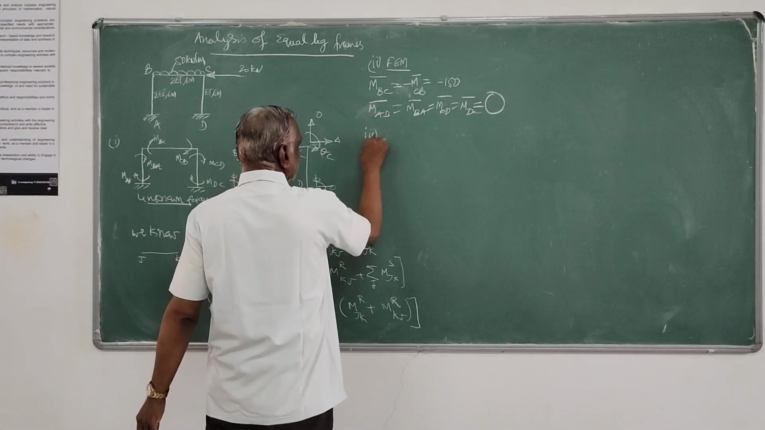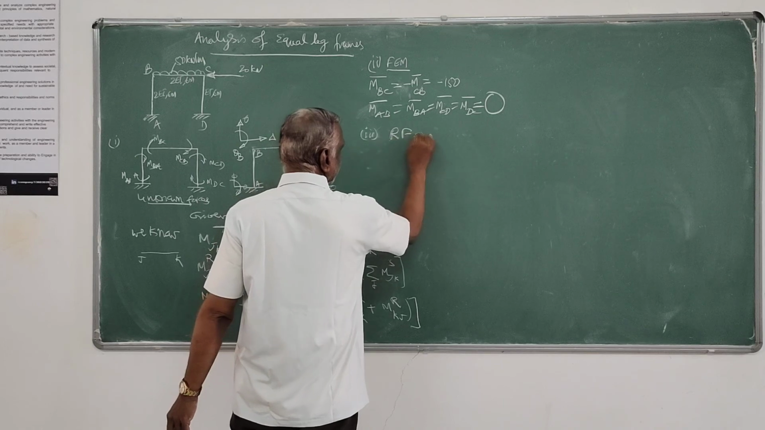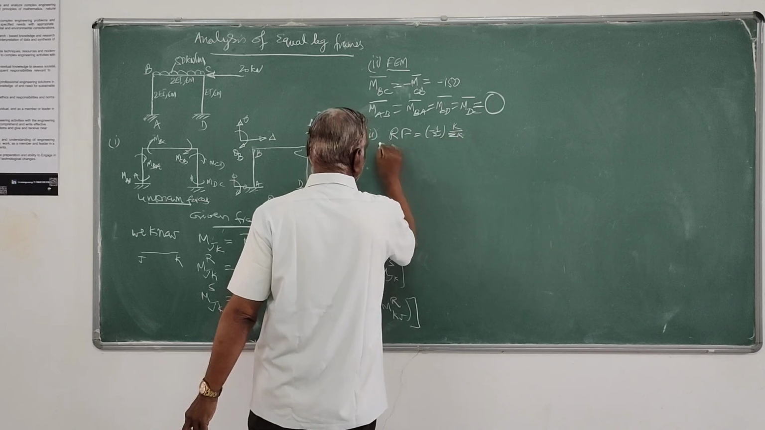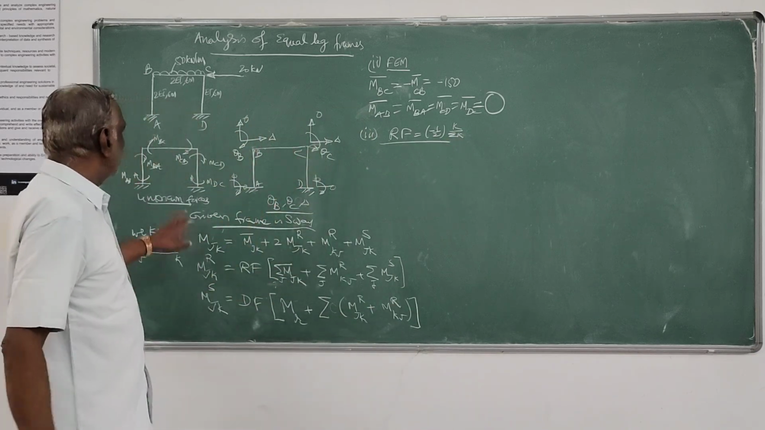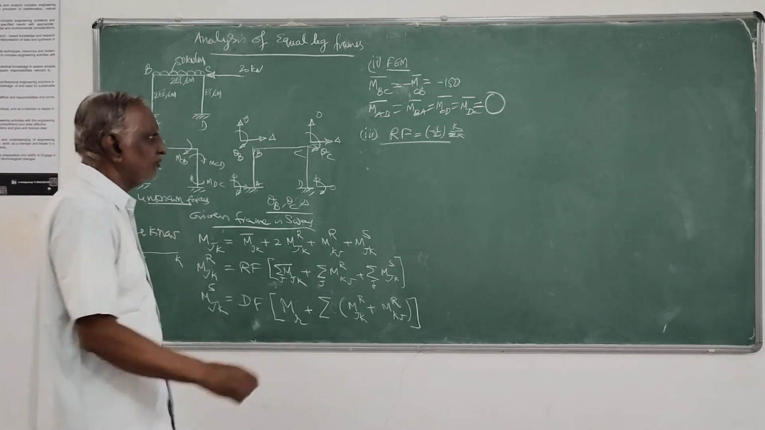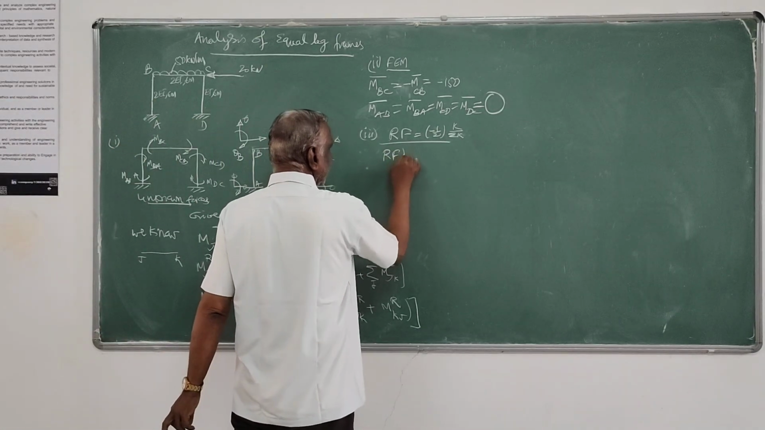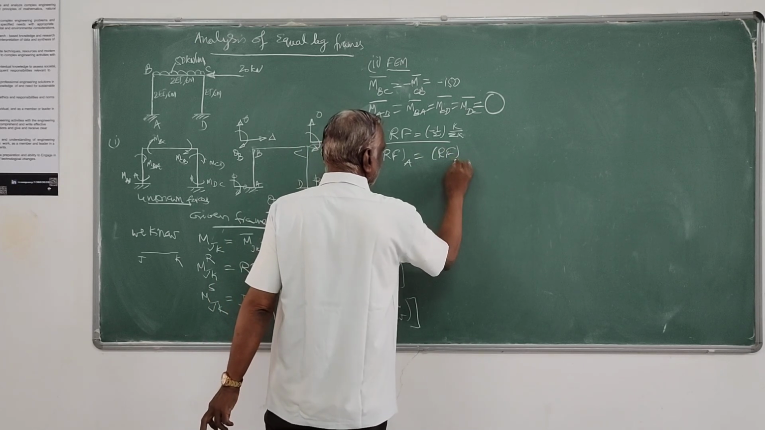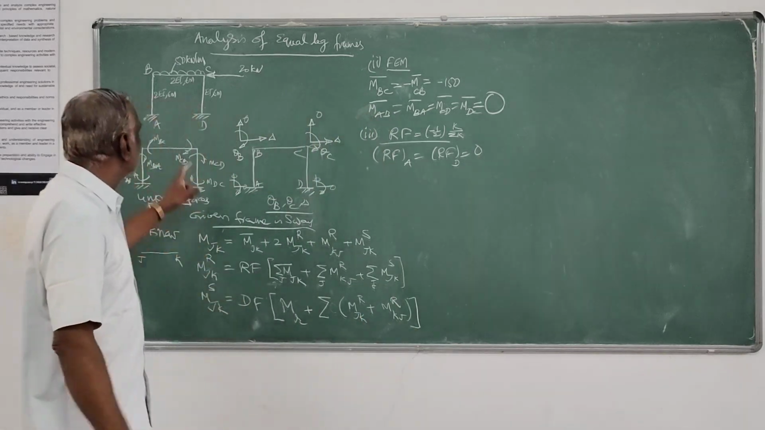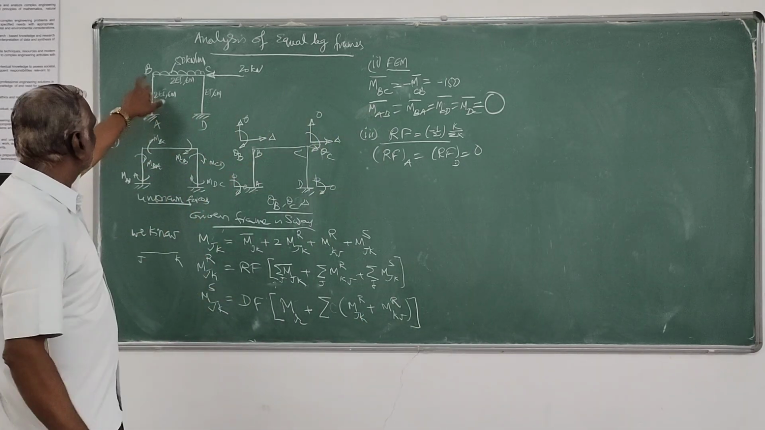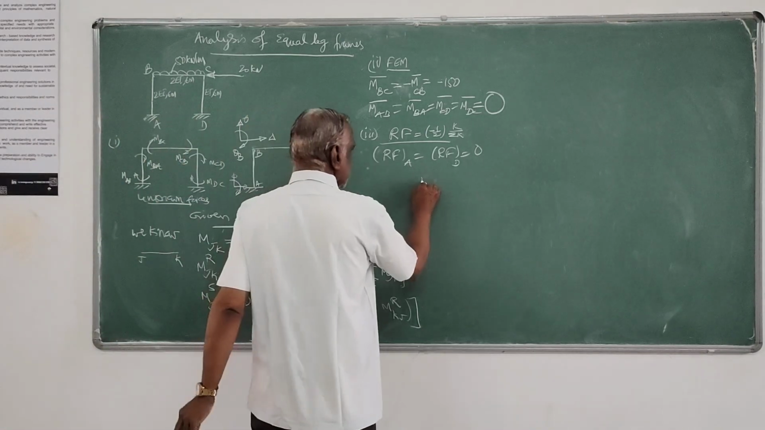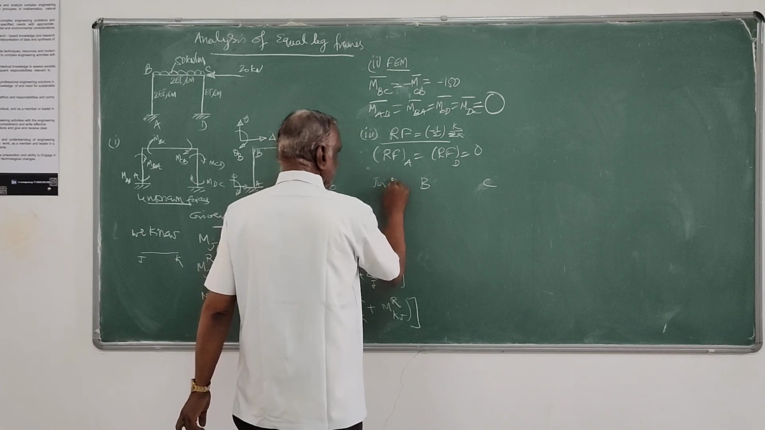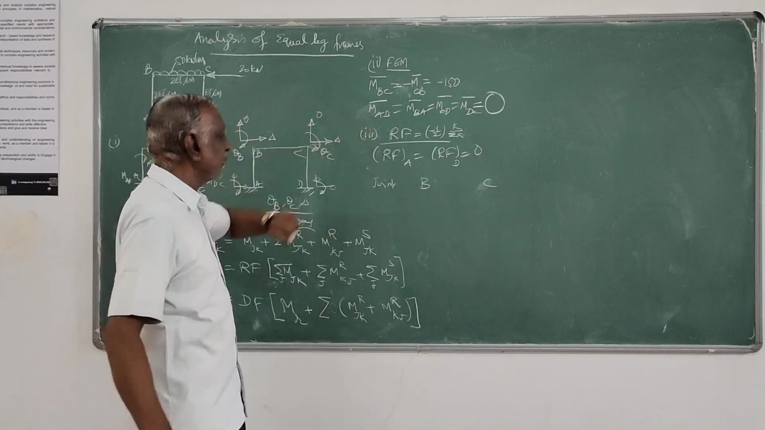Then the third step, you have to find out the rotation factor, which is nothing but minus half into K by sigma K. So this rotation factor is 0 at fixed ends, because at a fixed end there is no rotation. So naturally the rotation factor is 0. That is at A and D they are 0 because they are fixed. Only at the other joints, B and C, we have to find the rotation factor.